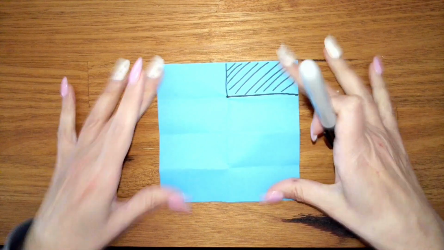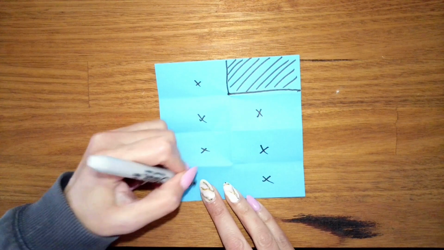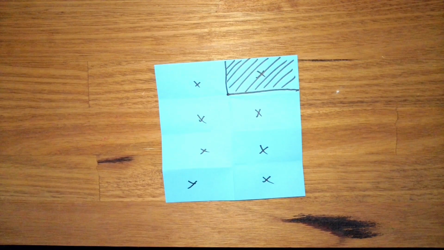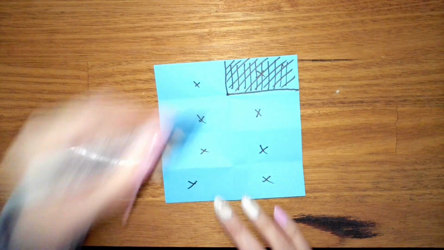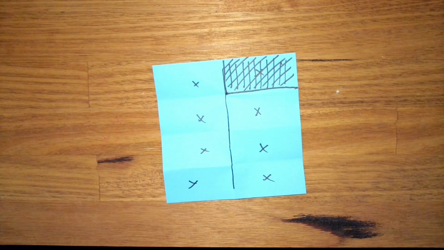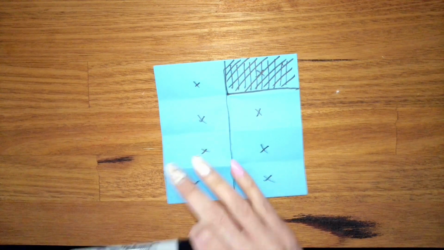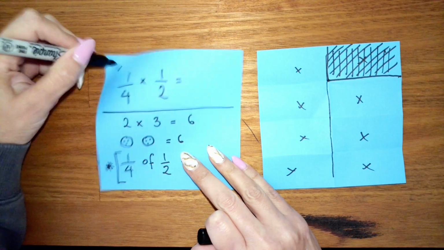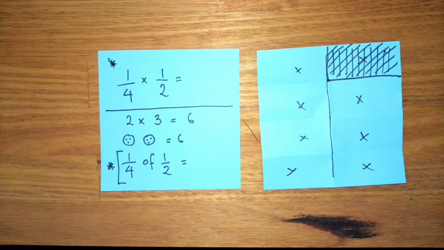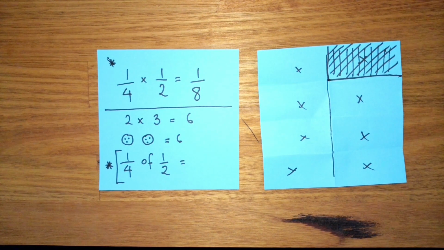But if we look at our whole, we have 1, 2, 3, 4, 5, 6, 7, 8 parts now in total. So this little piece here is 1/4 of our half, but it is 1/8 of our whole. So we come back to our original question, which was this over here, and we now see that it is 1/8 when we folded the bit of paper.